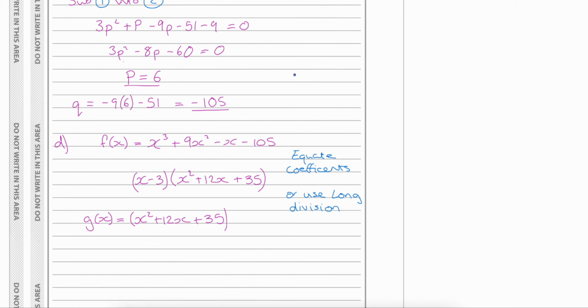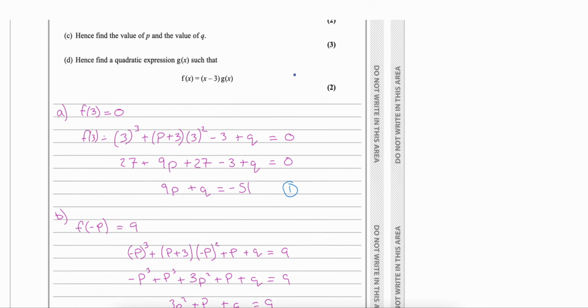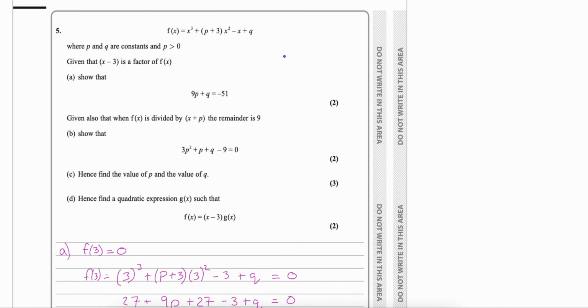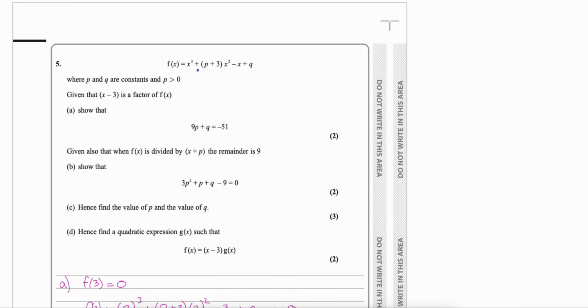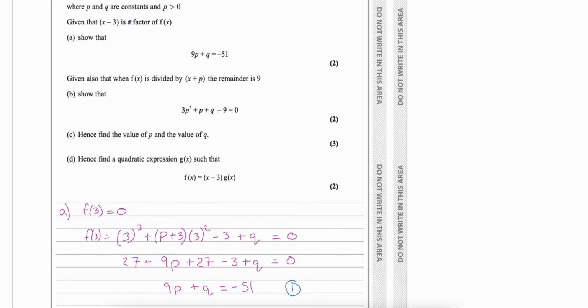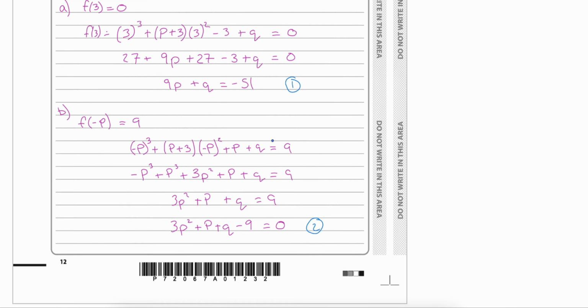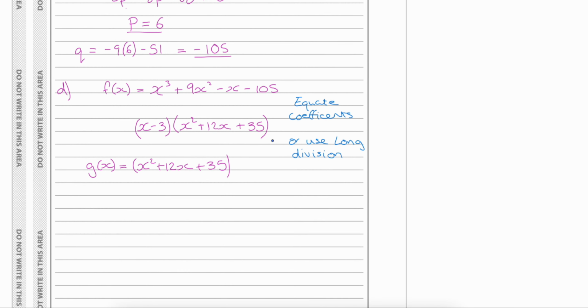Now, you can use long division or equating coefficients for this next one. I quite like equating coefficients for this. So we know that f of x is this expression here, and it's the same as x minus 3 times something. So x minus 3 times 1. We know that x minus 3 is a factor. But what's the remainder? So we can use long division, or we can equate coefficients.